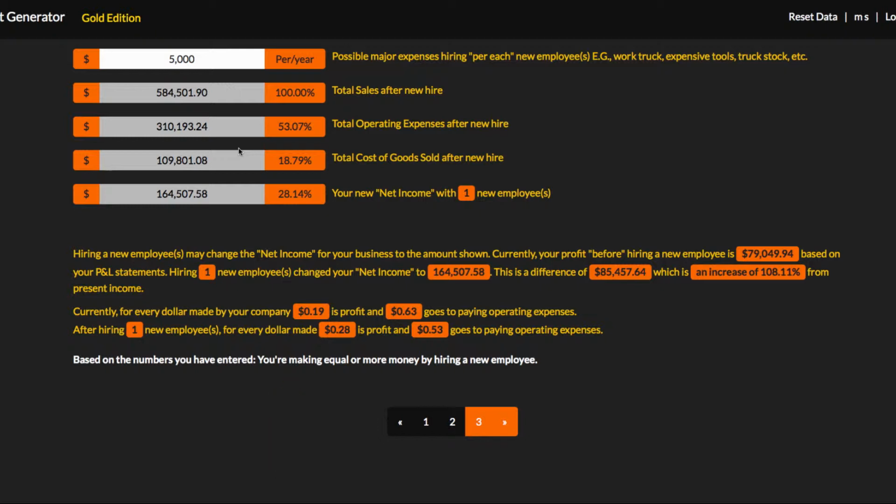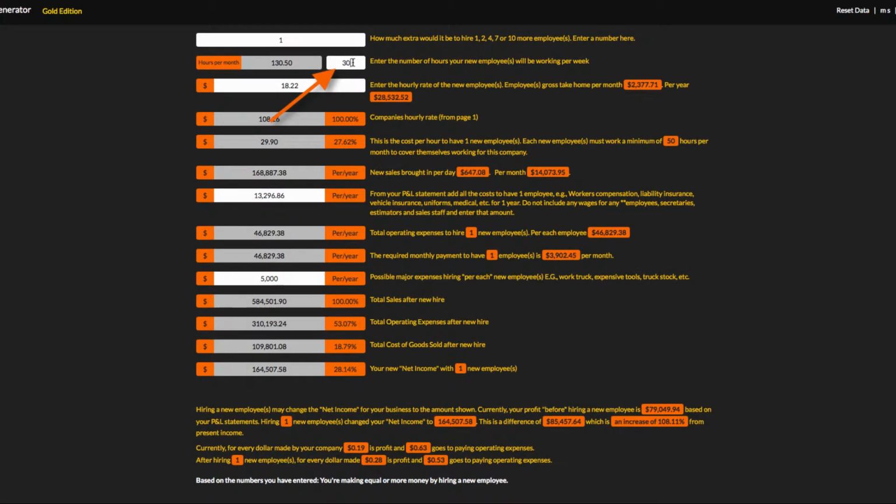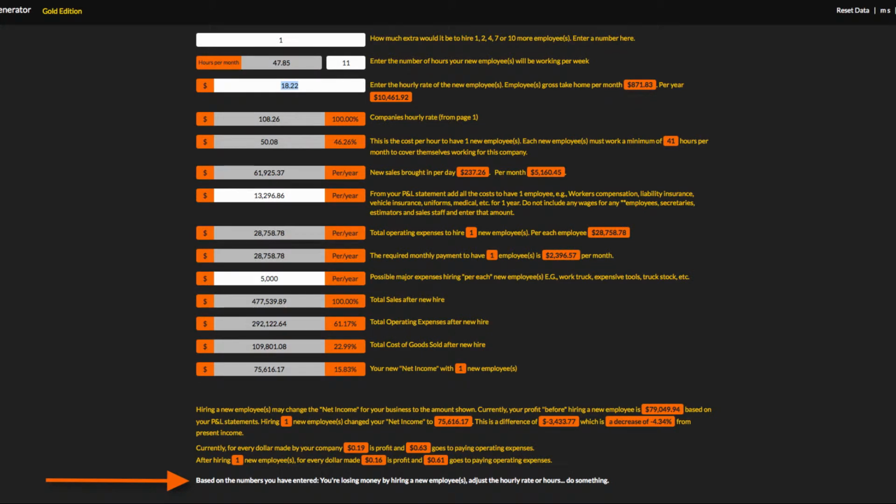This sentence will change if you hire a new employee and he makes less profit than what you're pulling in right now. Let me show you. If I were to change 30 hours per week to 11 hours per week, watch the sentence in white change. It now says, based on the numbers you have entered, you're losing money by hiring a new employee. Adjust the hourly rate or hours, do something.